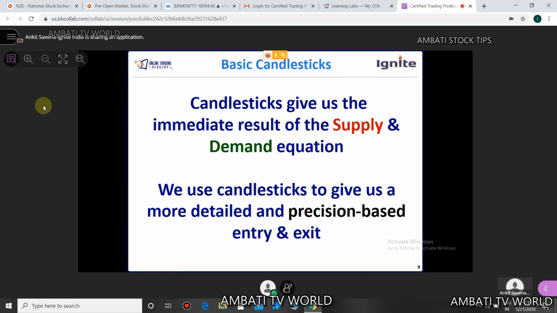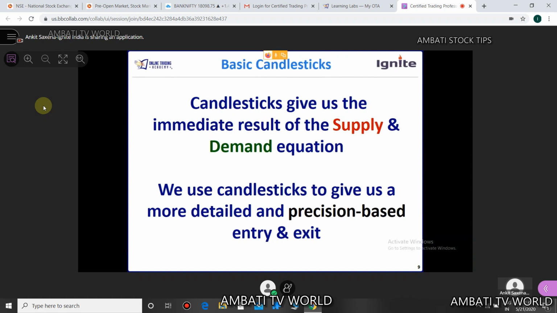Along with the prices moving up or down, we are also able to see human emotions on the candlestick charts, and that's the reason it's very clear when we analyze demand and supply. When we apply demand and supply theory on the candlestick chart, it gives us a very clear view on the charts. Now, we use candlesticks to give us more detailed and precision based entries and exits.